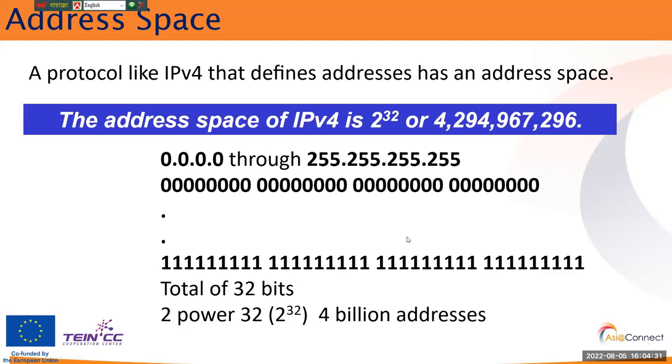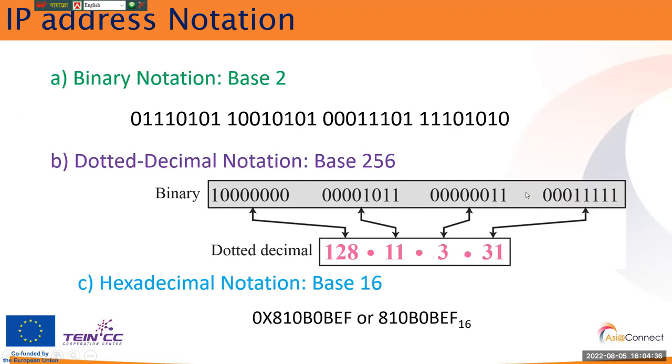Now this is about the address space. Now I am going to the notation. If you write an IP address, there are three kinds of common notation to show an IP version 4. This is the binary notation, base 2. This is the dotted decimal notation, base 256, and this is the hexadecimal notation. But in most cases we are using the dotted decimal notation. In that case, this is the binary value and this is the dotted decimal notation.